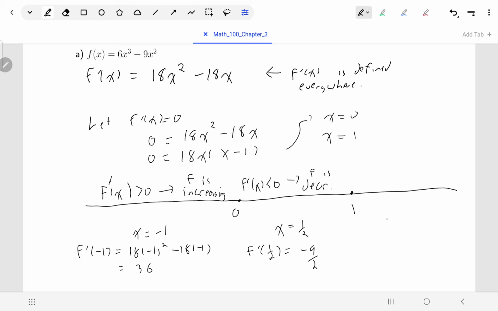And then for values larger than 1, I'll go for 2. And I find that f prime at 2 happens to also be positive 36. So in that interval, f prime is positive, which means that f is increasing.